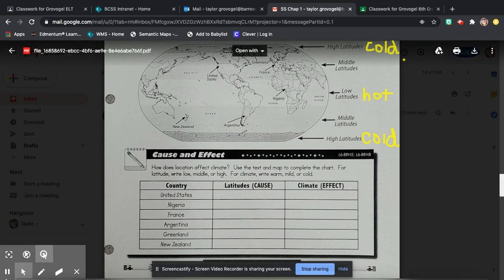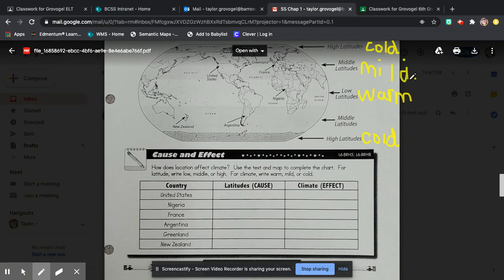So this, let's go ahead. You know what, guys? We're going to put warm so we can match this up. So our low latitudes are going to be warm. Our middle latitudes are going to be mild. And then our high latitudes are going to be cold. So you guys should be able to use this map to help you fill this out.